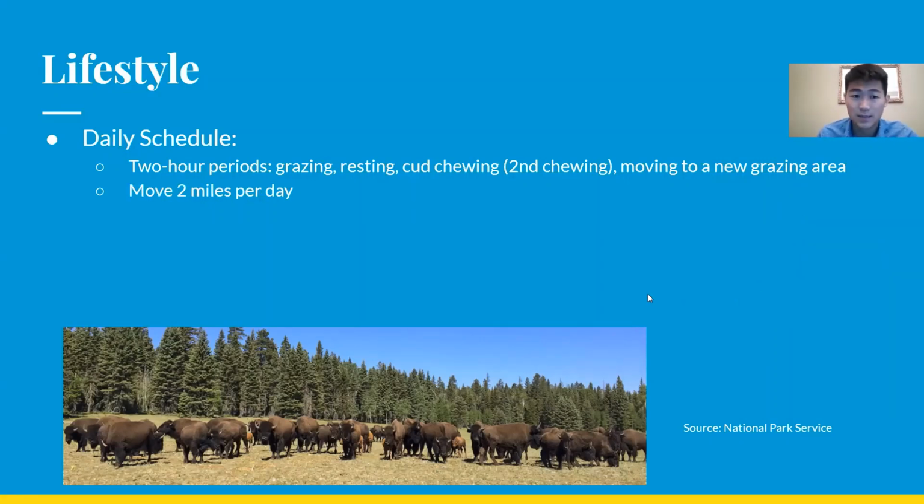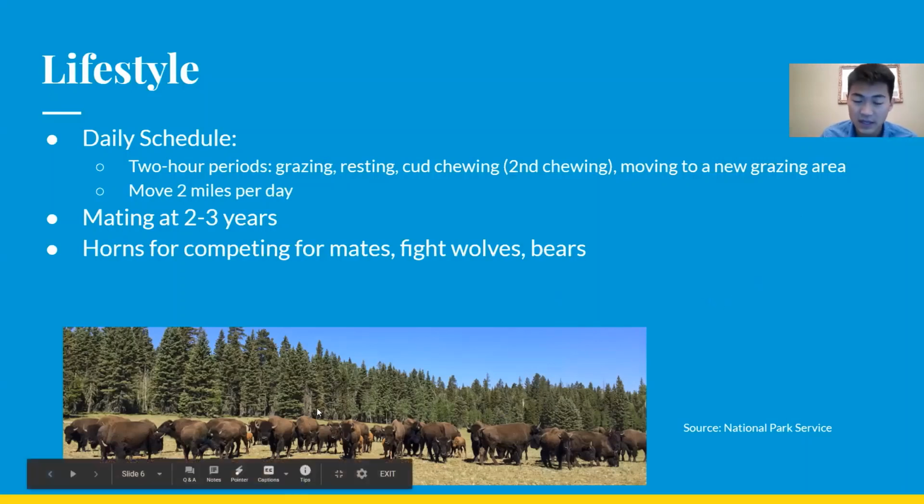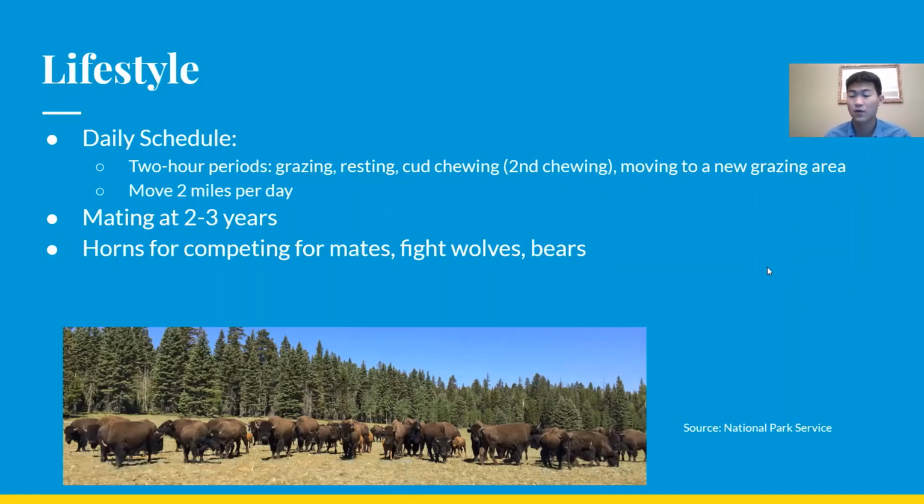Between all these grazing periods, they can move up to 2 miles per day. And then they mate at around 2 to 3 years old. And you might see the horns on many of these buffalo, and you might think, what are these used for, right? These horns are used for competing for mates. The male buffaloes will fight each other to compete for a female bison. And it's also used to fight off predators like wolves or bears.